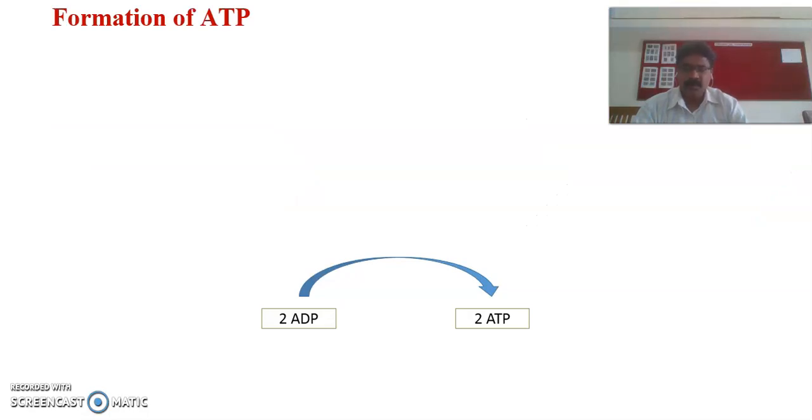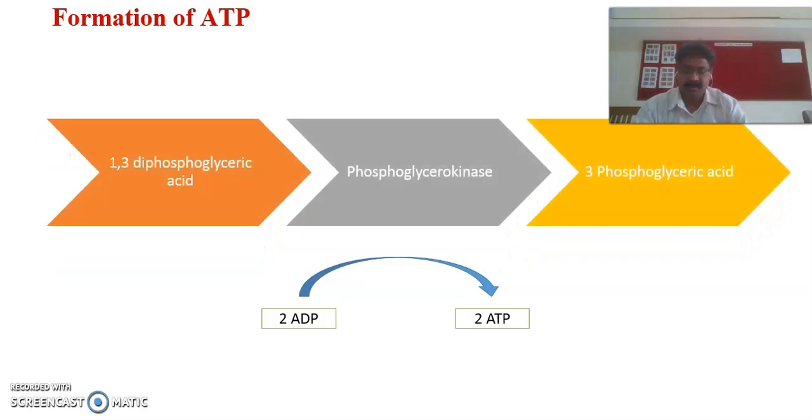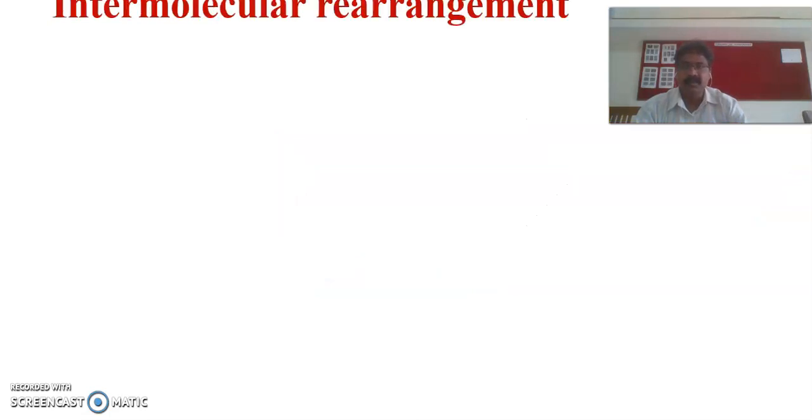Then the formation of the ATP molecule. This is one of the important steps of glycolysis. See, in this step, the high energy phosphate group of 1,3-diphosphoglyceric acid is transferred, and it is converted into 3-phosphoglyceric acid, and this reaction is mediated by the enzyme phosphoglycerokinase. See, in this step, 2 ATP molecules are formed. So this is one of the important steps of glycolysis.